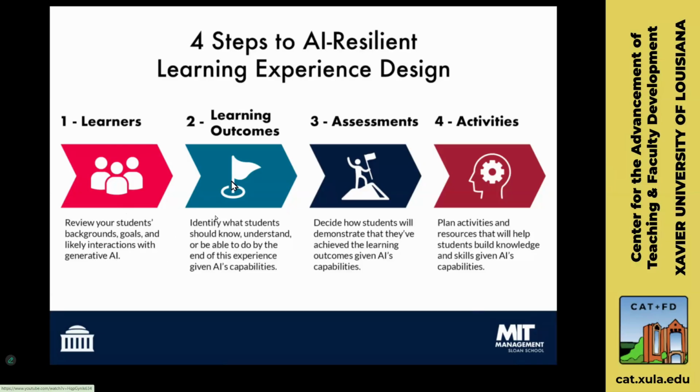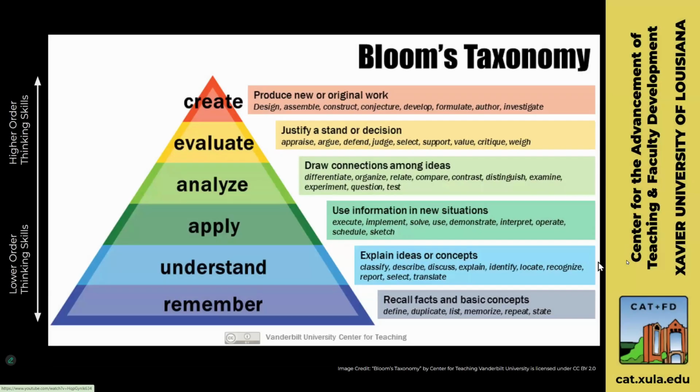And then look at your learning outcomes, identify what they should know, what they should understand or be able to do by the end of the experience, given AI's capabilities. Then look at the assessments, decide how they're going to demonstrate that they've achieved that, given AI's capabilities. And then plan your activities and resources and skills, given AI's capabilities. So in other words, take AI into consideration when you are doing this.